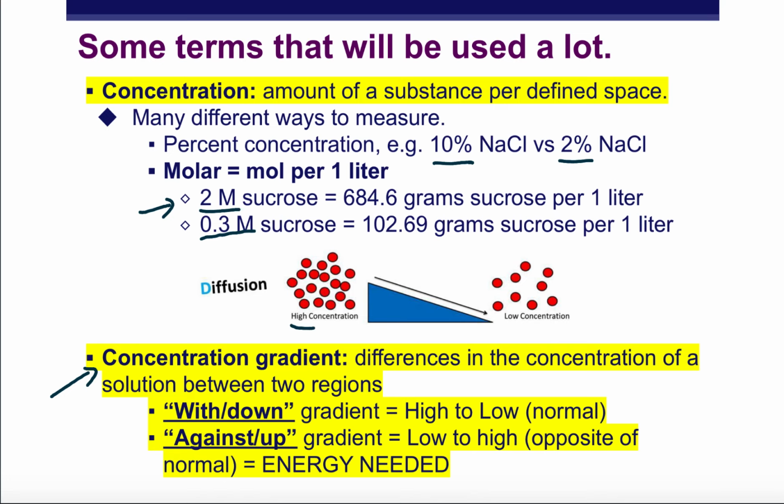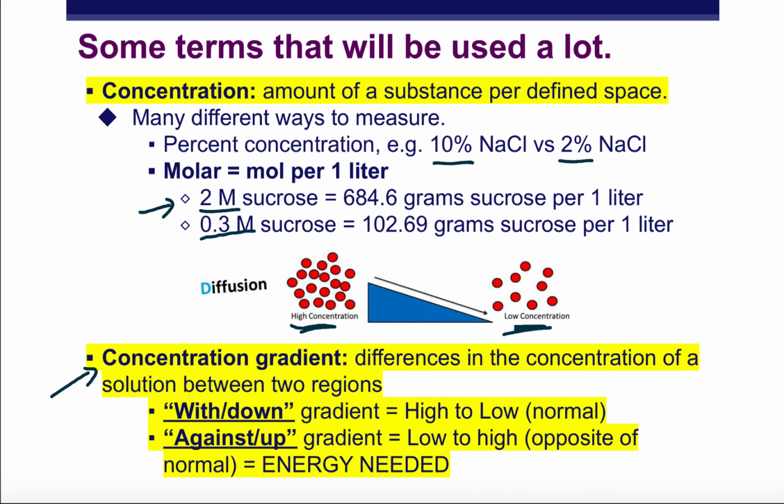If this region is a high concentration and this area is a lower concentration, the concentration gradient is going to go towards the natural flow of things. Because in diffusion, things naturally go from high concentration to lower concentration. They spread out so that it's more evenly balanced.